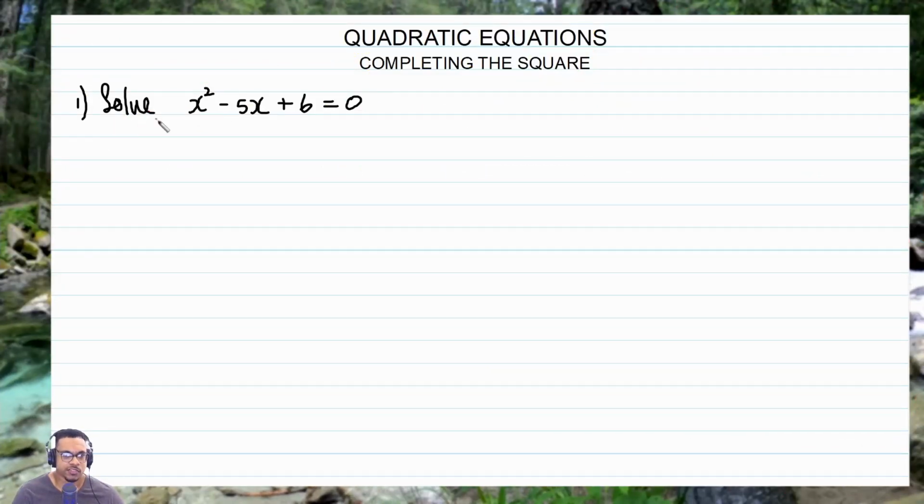In this question, we're going to solve this quadratic equation where we have x squared take away 5x plus 6 is equal to 0, and the method we're going to use is completing the square. So that means before I solve the equation, I'm just going to look at this x squared take away 5x plus 6 and complete the square on this quadratic. Then I'll be able to solve the equation.